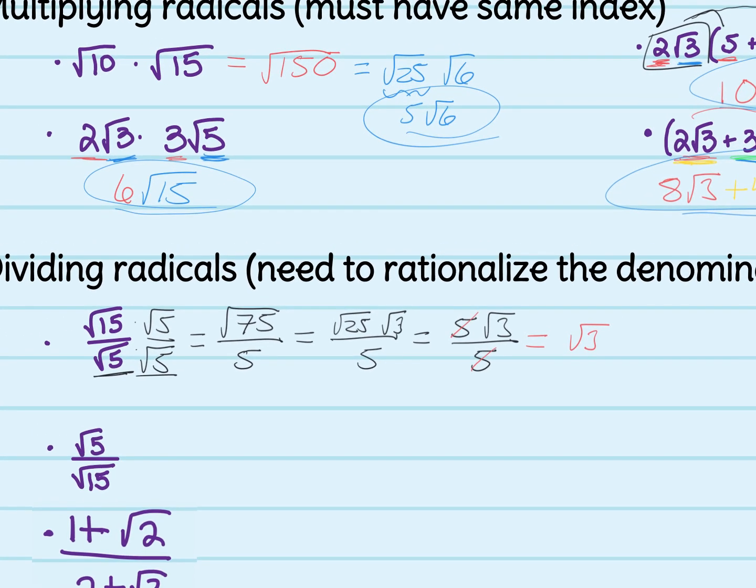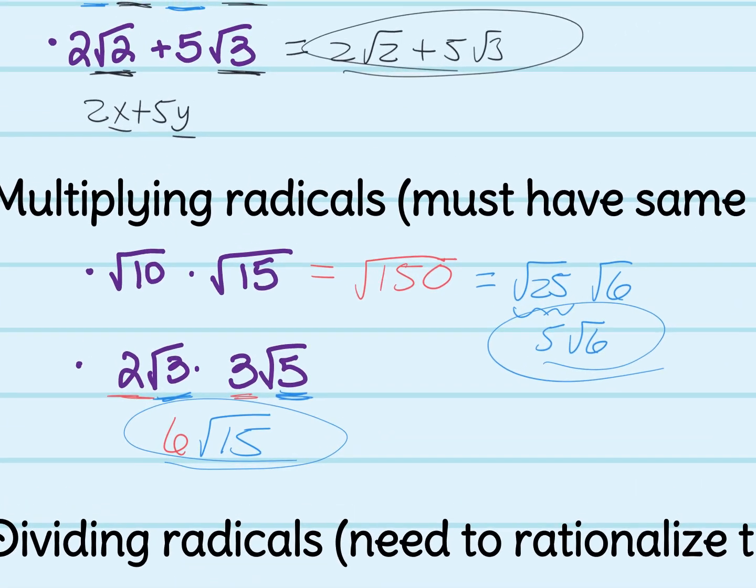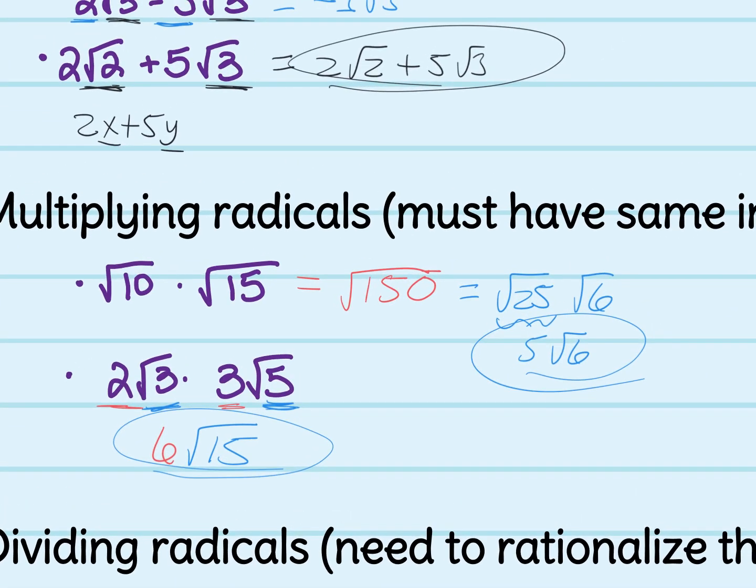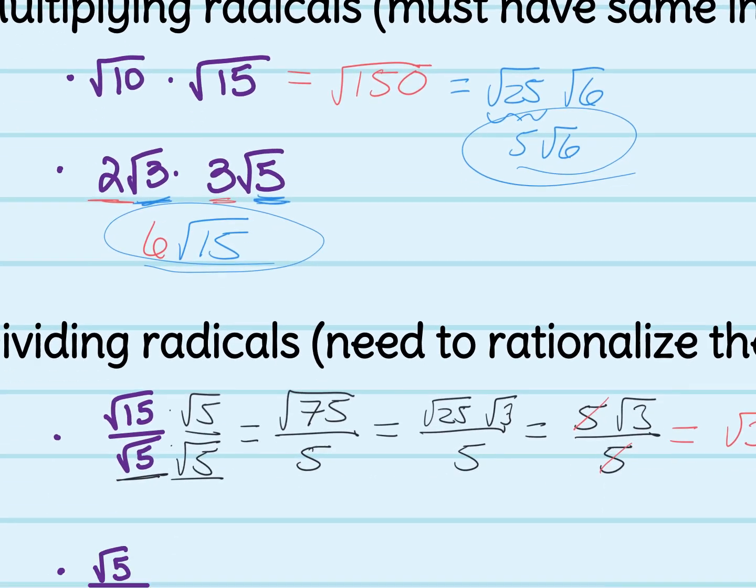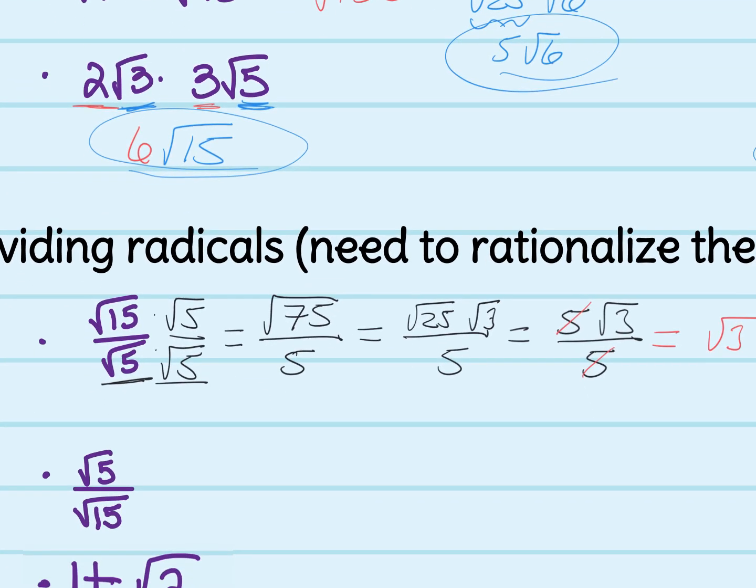Now, there was an easier way to do this, in my opinion. You could have also recognized that when you divide radicals, you can divide underneath the radical, the same way as when you multiply radicals. So let's look up here. We were able to do 10 times 15 and write it under a radical. We can do the same thing with dividing radicals.